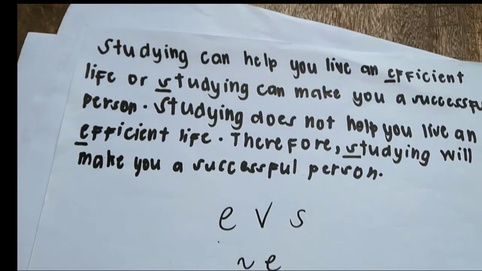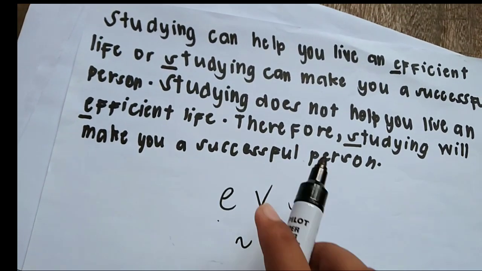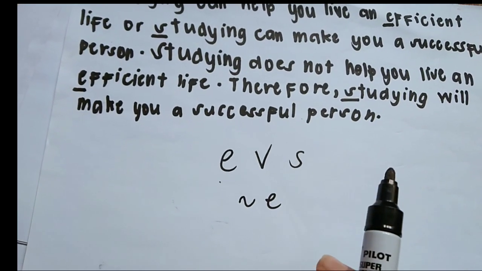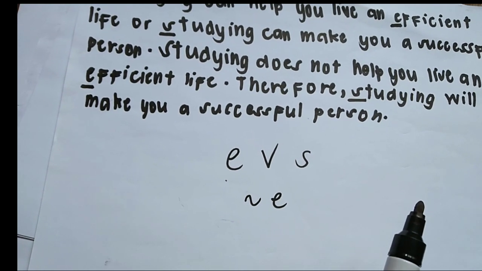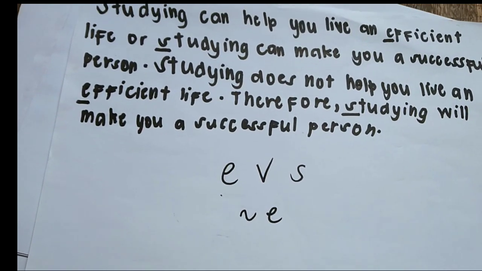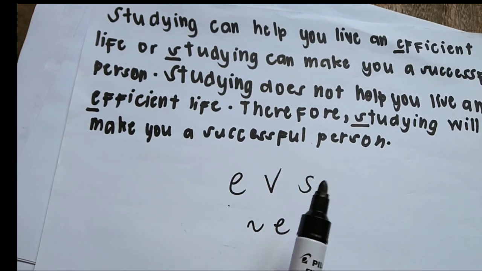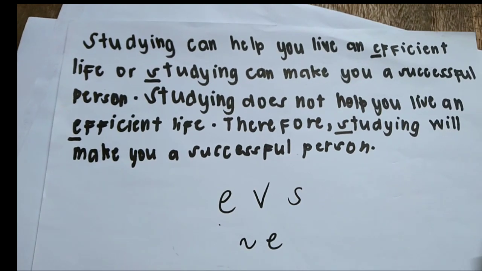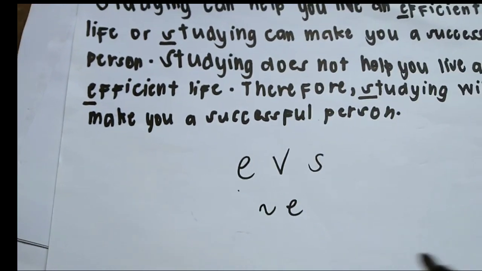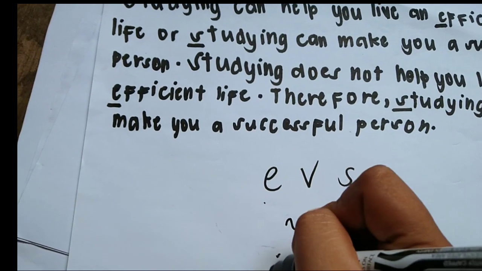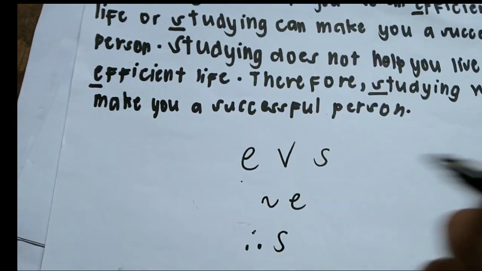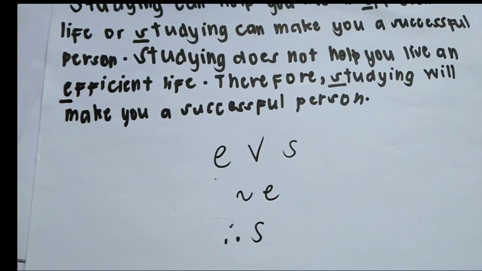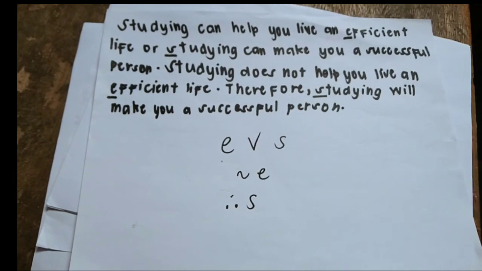So, let's proceed to our final statement. Therefore, studying will make you a successful person. Ito lang yung statement natin sa unang premise, which is yung consequence natin. Kung mapapansin natin na walang nagbago, pero naging conclusion siya. So, S. Therefore, S. So, ano kayang rule nito para maging valid? Ano nga ba yung rule niyan?